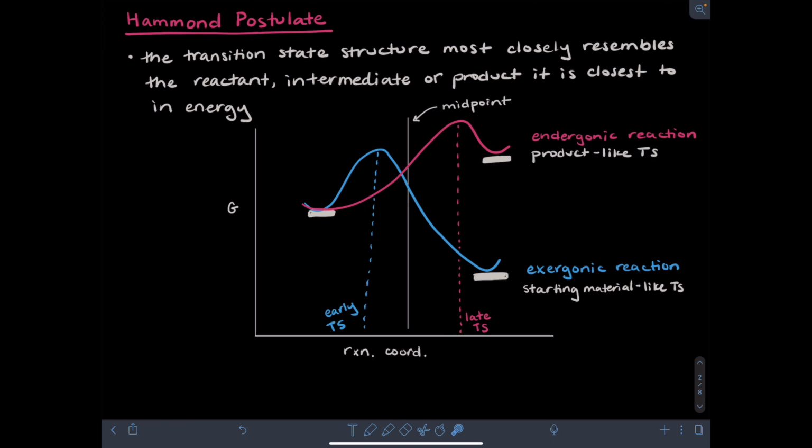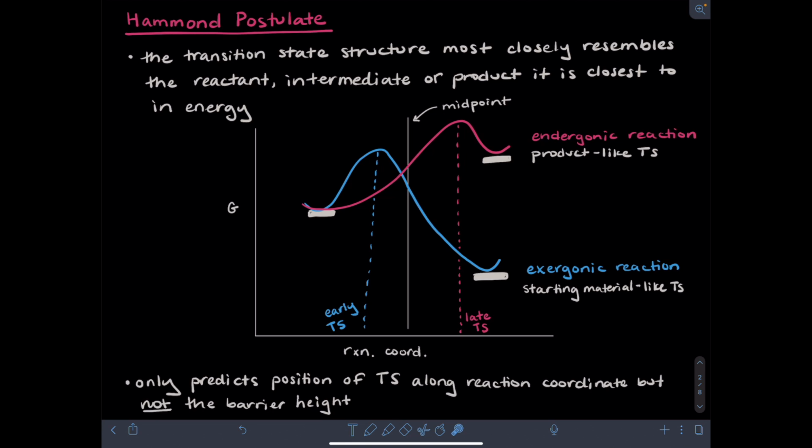Instead, the transition state of an endergonic reaction is going to be closer in energy to the products rather than the reactants. This will be a later transition state, appearing to the right of the midpoint of our reaction coordinate. The transition state structure will appear more product-like than its resemblance to the starting material, because it's closer in energy to this product.